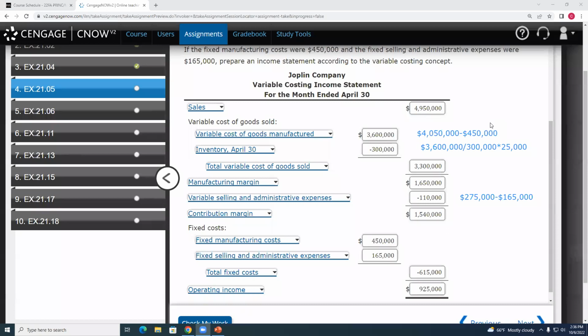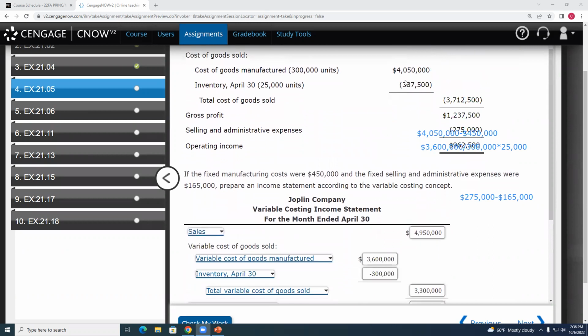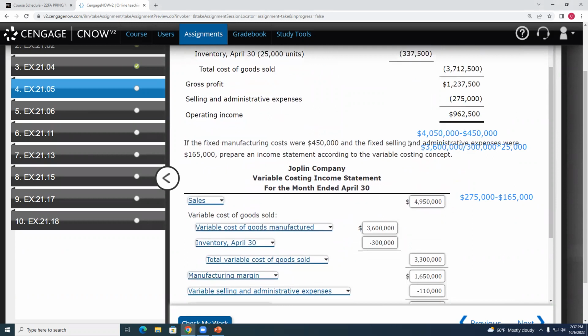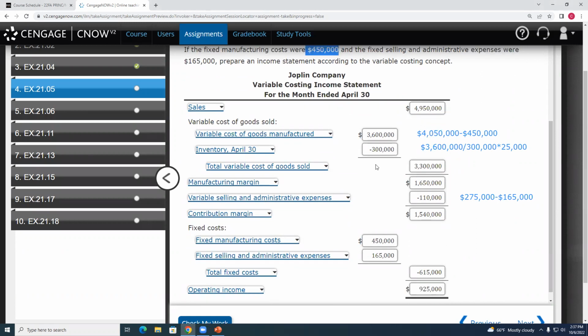Under the variable costing, then we start next with variable cost of goods sold. And we're doing a 2-line display here where we have our total variable cost of goods sold. And that was total cost of goods manufactured. And that was our total cost from here minus the fixed manufacturing costs given here as 450,000. So that's where that number came from.